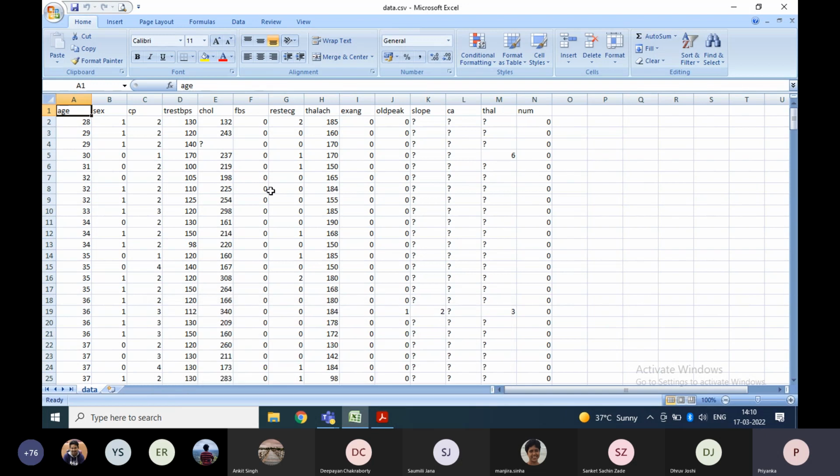So rest BPS represents our resting blood pressure in mm, and the fifth column is cholesterol, the serum cholesterol level in milligram per dl, and this FBS represents the fasting blood sugar. If the values are greater than 120, it is represented by 1, that is a true value, and if the values are less than 120, that is represented by 0.